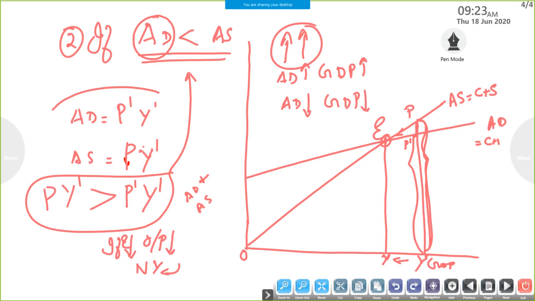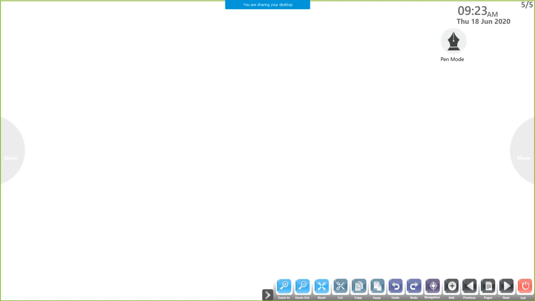Okay, this is the adjustment mechanism of the ADAS approach. If the question is to explain the ADAS approach for a 6 mark question, you can explain both situations. You just write about the equilibrium level first. After that you can write the two situations: first, AD is less than AS, and second, AD is greater than AS. After that you can give a single diagram for both situations.